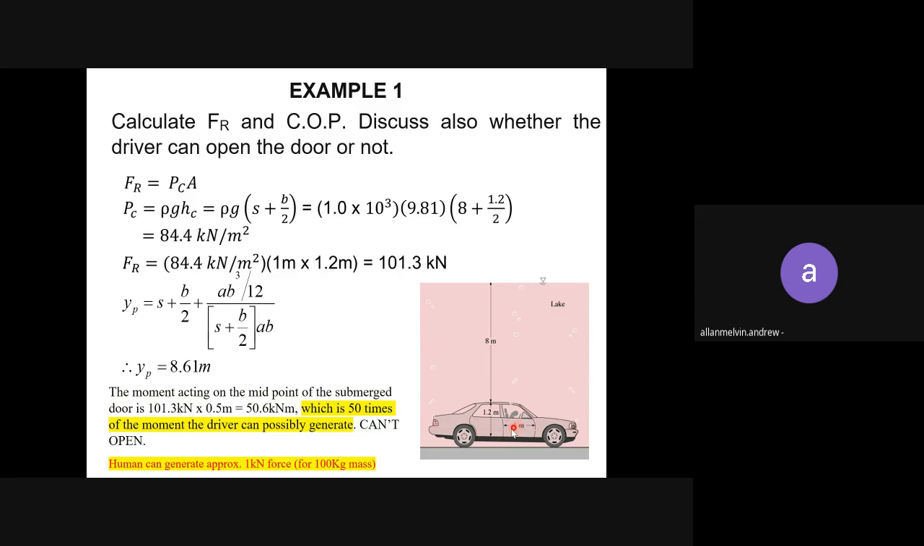Okay. So that's why it's better for the driver to open the door when the car enters the lake, because on top the hydrostatic pressure will be lesser. Okay, so this is your first example. Okay, any question for the first example? Any questions?